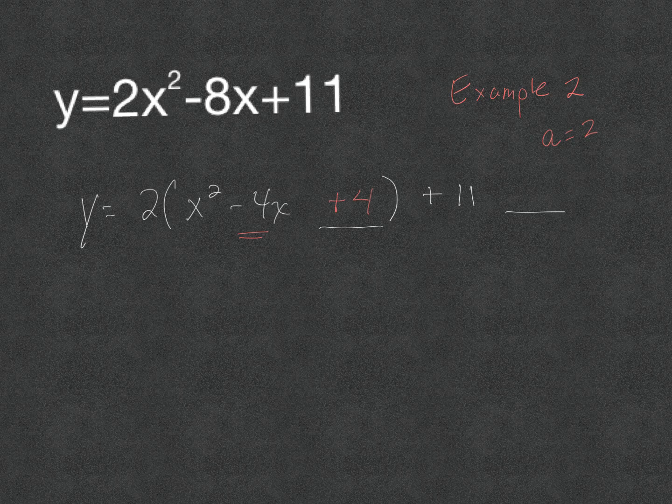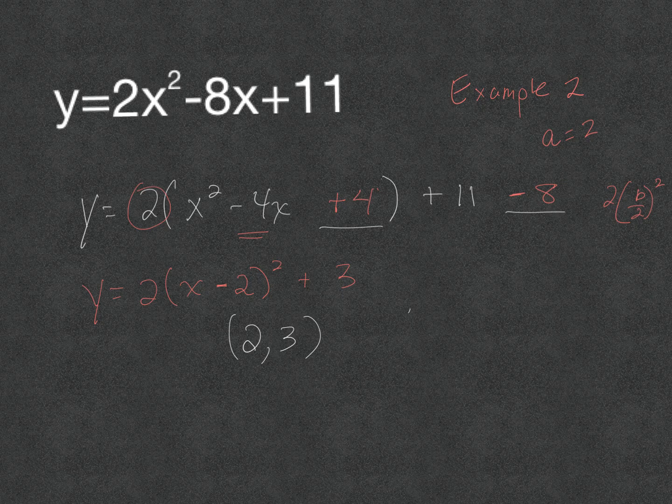Add it. But if I add the 4, I'm really adding an 8, so I need to subtract the 8. Or I could say 2 times b divided by 2 squared. Okay, y is equal to 2 times x, the minus comes down, minus something squared, right? 11 minus 8 is 3. X squared minus 4x plus 4 is going to be x minus 2 squared. The vertex is going to be 2, 3, and it's a parabola going up because a is positive.